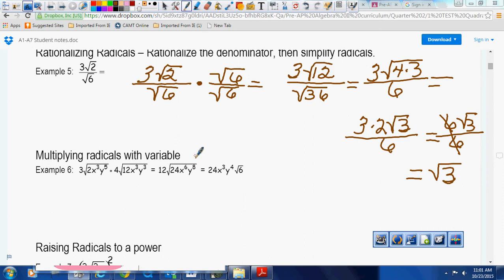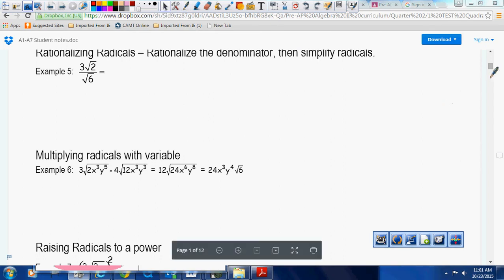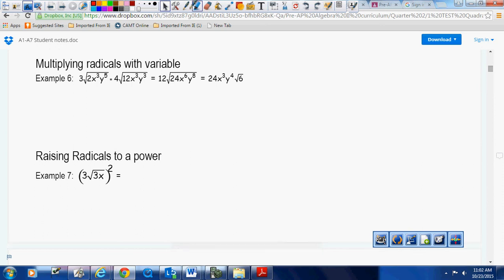Okay, let's take a moment and look at example 6. As we see here, they really worked example 6 out for us, but I really want to go over it with you to make sure you understand where they came up with that product. So I know that they took 3 and 4 and multiplied it to get this 12. And then they multiplied the 2 times the 12 to give me my 24.